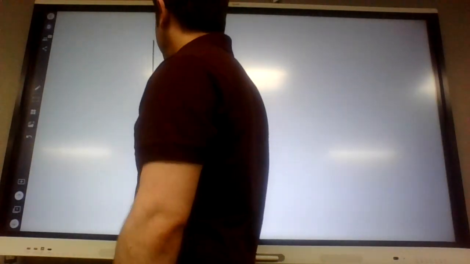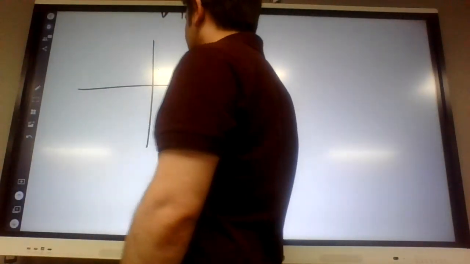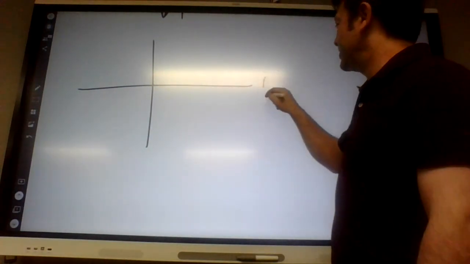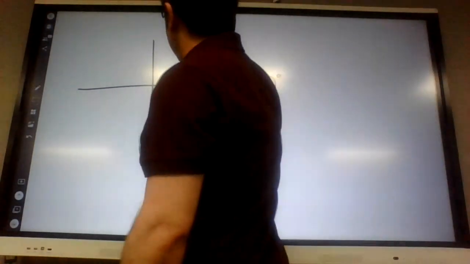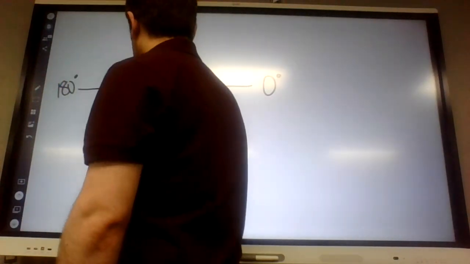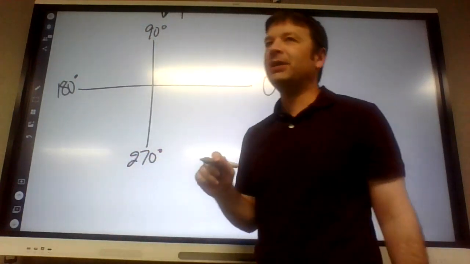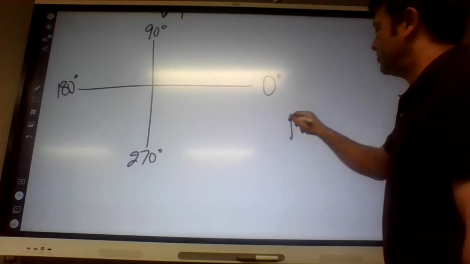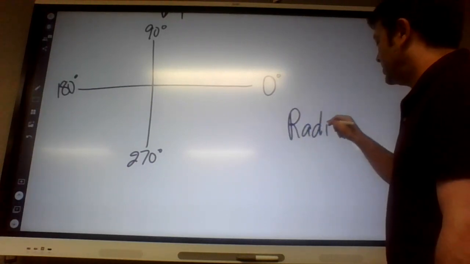Okay, we are introducing a new concept today, and usually people freak out, I think it's safe to say. So let me put these back. This is 0, 90, 180, 270. Okay, there is another way to measure angles besides degrees, and it is called radians.